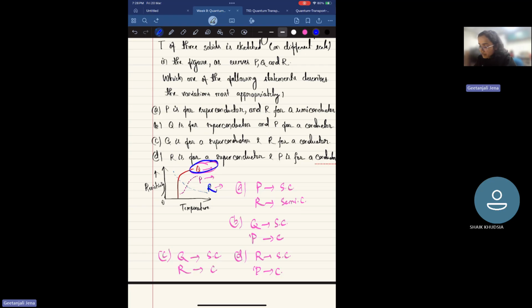But if you look at R, its resistivity is decreasing. If we recall, for a metal, resistivity should increase as a function of temperature. So that means P is a conductor. R, you can say, is a semiconductor, because in a semiconductor, when we increase the temperature, resistivity decreases. But for a metal, which is a conductor, when we increase the temperature, the resistivity increases. So the correct option is option B.